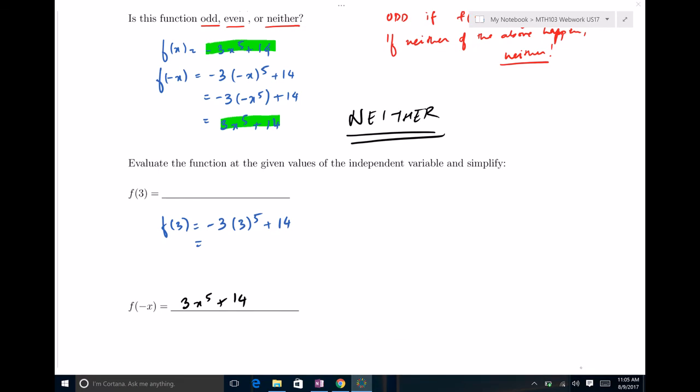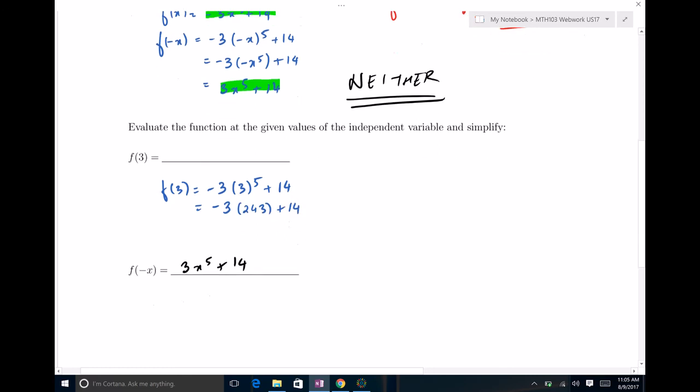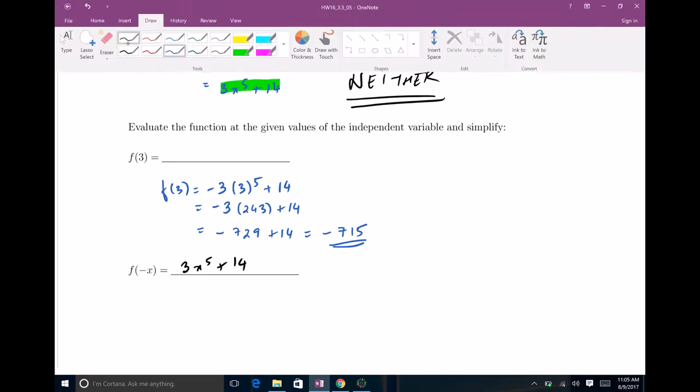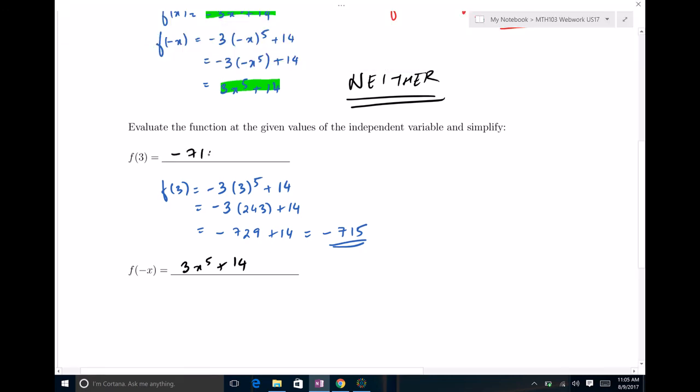That's negative 3 times 243 plus 14. That's equal to negative 729 plus 14, which is equal to negative 715. And that's the answer. So f of 3 is negative 715.